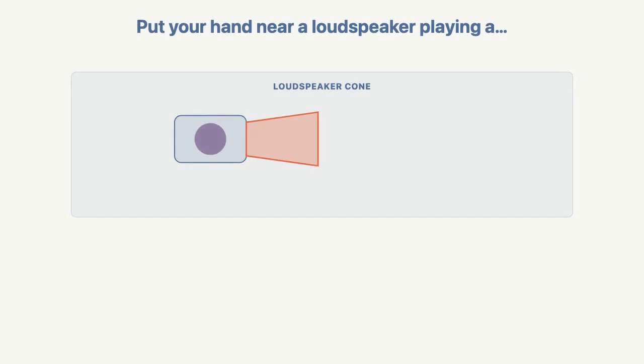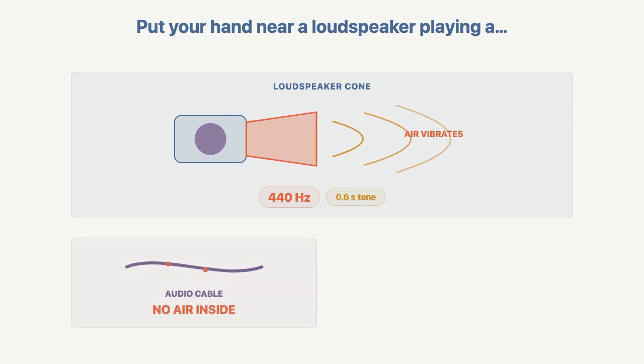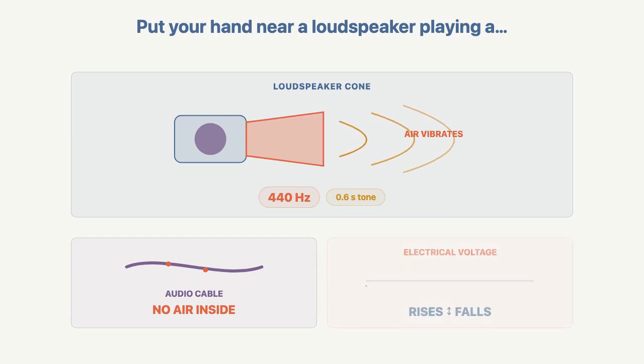Put your hand near a loudspeaker playing a 440 Hz A note, and you can feel the cone trembling hundreds of times each second. But the audio cable contains no air pressure, no violin string, no tiny singer trapped inside the box. It carries an electrical voltage that rises and falls in the same pattern as the sound. So here is the mystery.